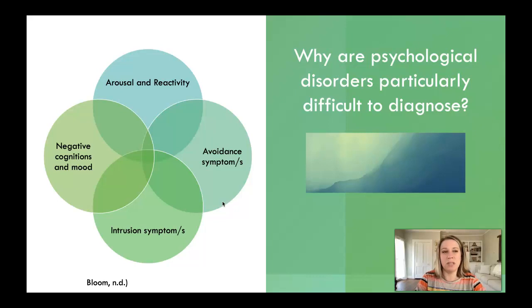Psychological disorders are particularly difficult to diagnose because they lack a signal symptom. A signal symptom is like a single primary indicator of appropriate diagnosis, like a COVID-19 positive test, right? Instead, psychological disorders are like clusters of overlapping symptoms, and they're diagnosed based on the pattern of symptom occurrence. In the case of trauma, these overlapping symptoms can include ones related to arousal and reactivity, avoidance, intrusion, and negative cognitions and moods.